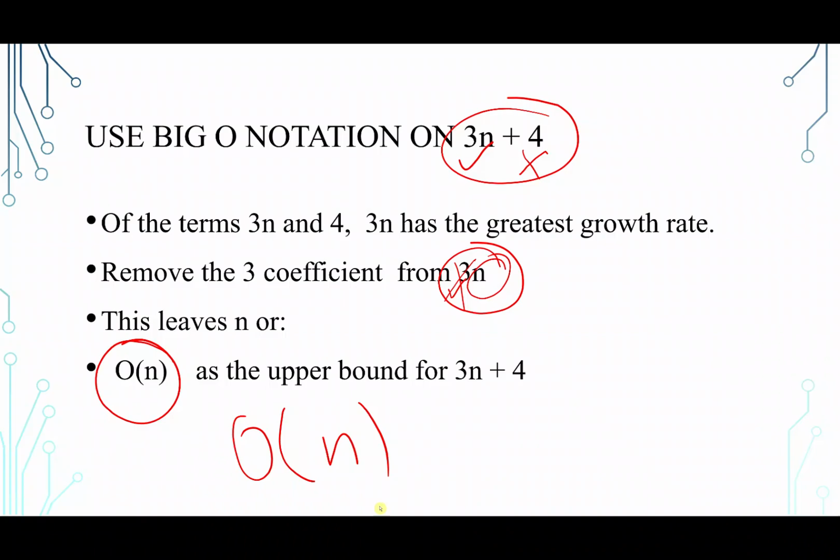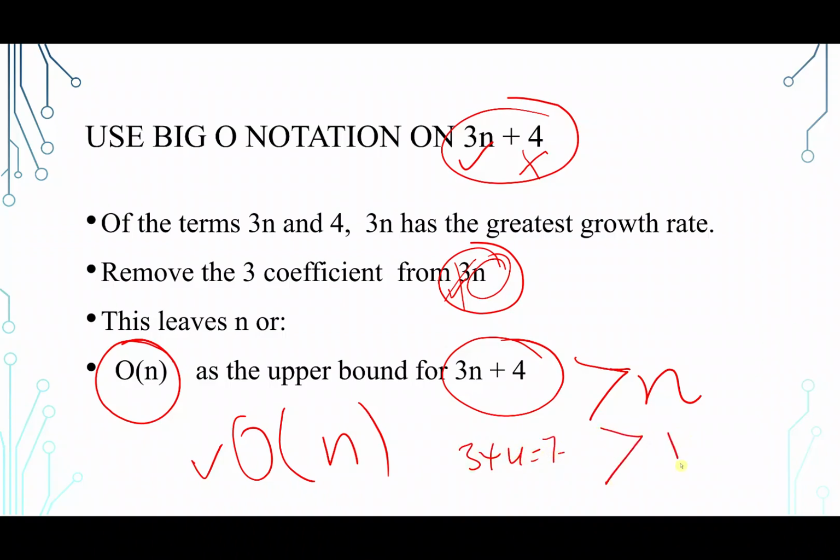Does it make any sense to have this big O of n? Because clearly, if big O is the upper bound, 3n plus 4 is greater than n. I guarantee you that. If n is 1, then this is 3 plus 4 equal 7. This is greater than 1, right? So, does it make any sense to say that? Let's see.